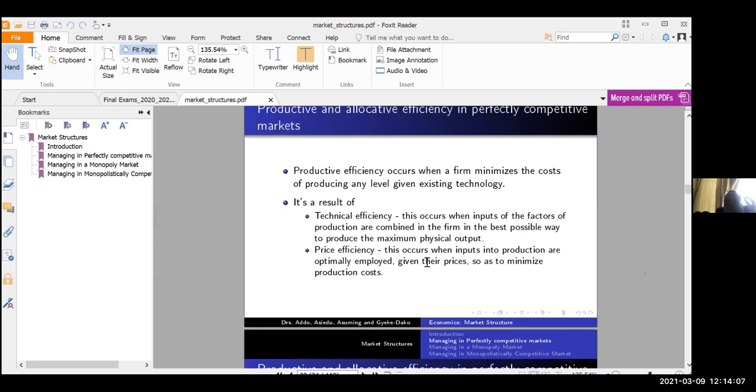Okay. So price efficiency is looking at the cost component, whilst technical efficiency is looking at the output. So you want a desired output, but how do I produce this desired output at the minimum cost? Okay. So these two efficiency concepts combine to give us productive efficiency.